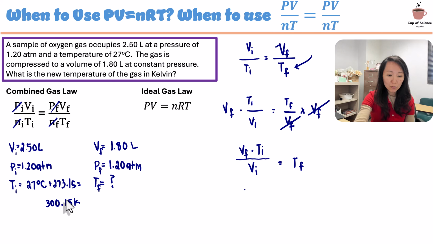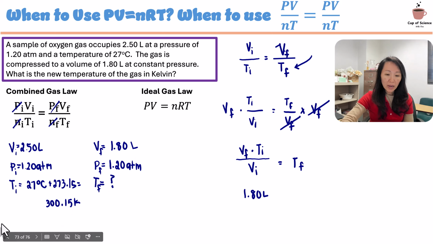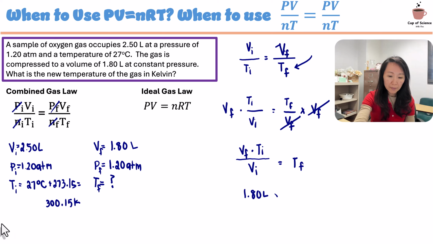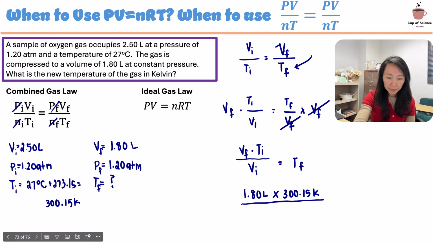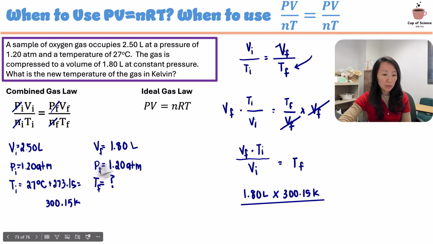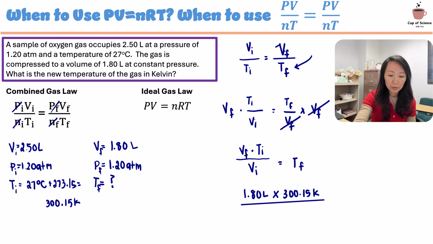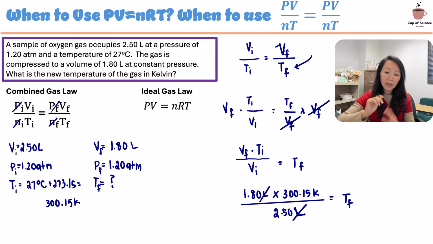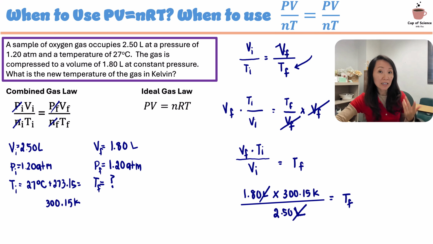Now we can put everything in. My V final is 1.80 liters. That's coming from here. Now we multiply by T initial, which is our 300.15 Kelvin, all over V initial, which is 2.50 liters. And that would get me my T final. Great, because liters will cancel, and now we're just left with the unit of Kelvin, and that's what we want.